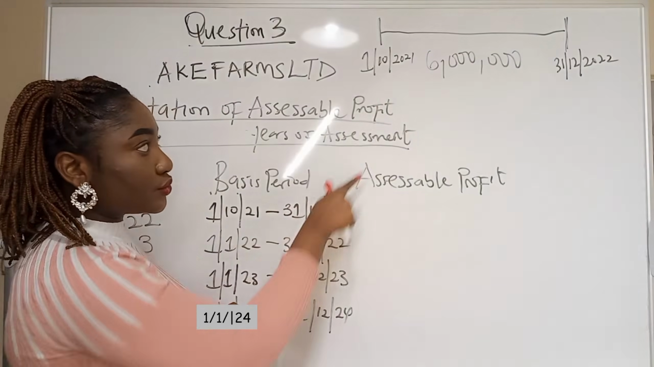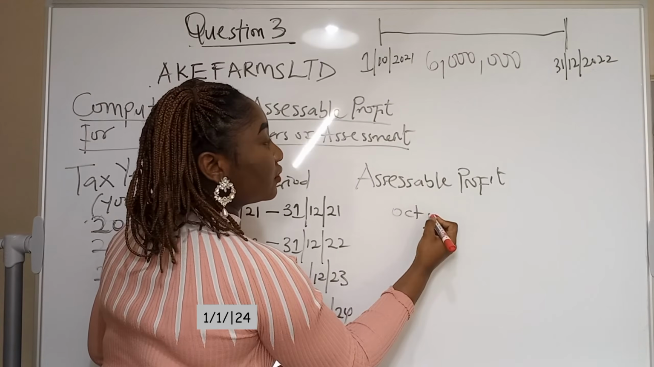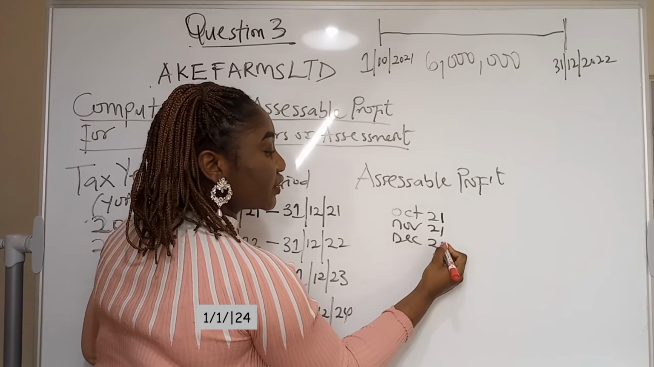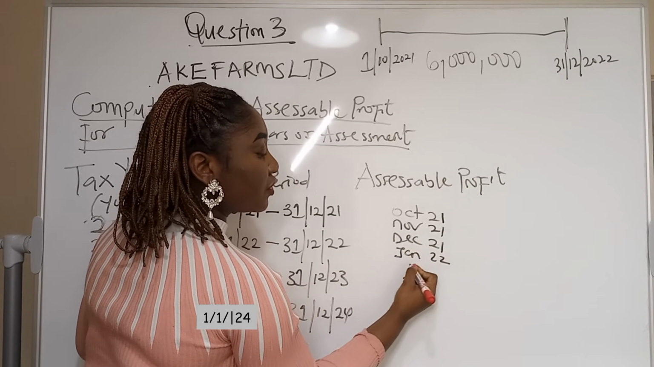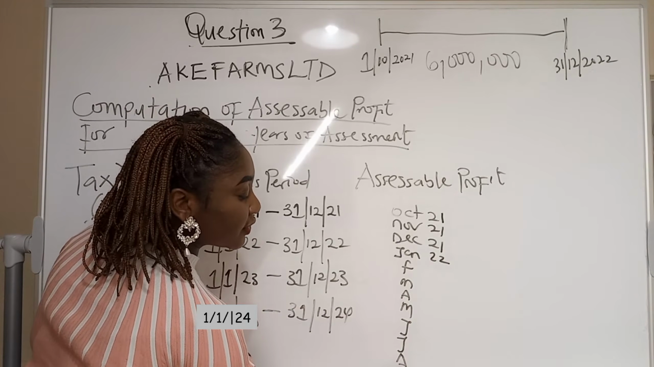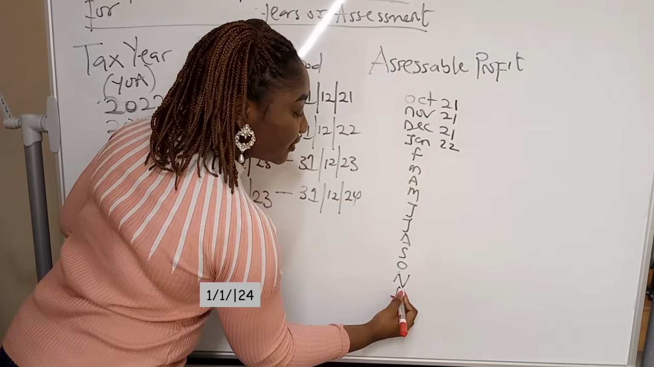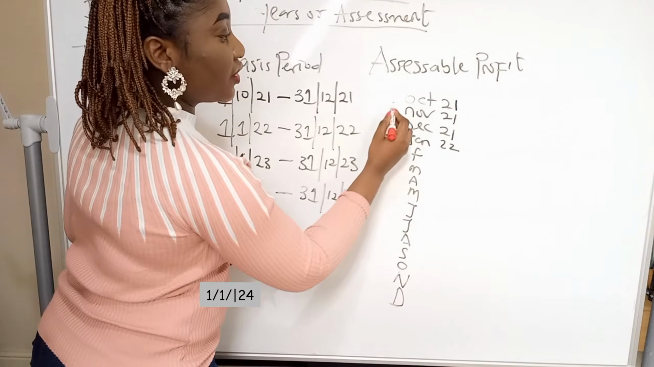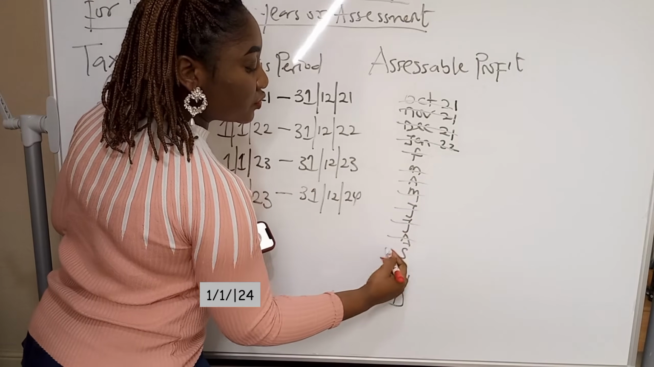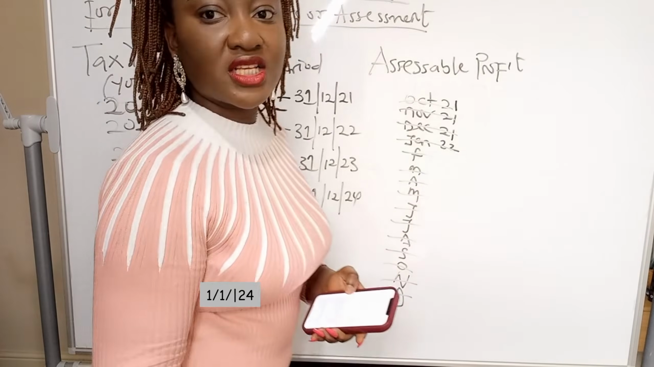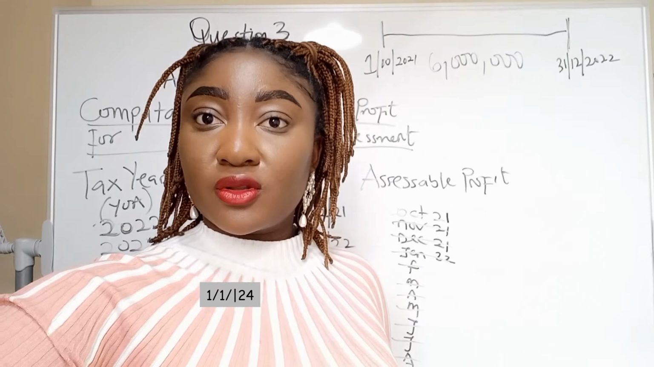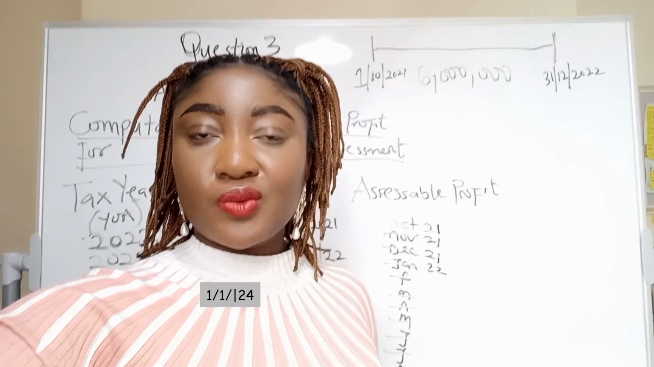You can write it out. October 2021, November 2021, December 2021. Then you enter January 2022, February, March, April, May, June, July, August, September, October, November, December. Then we count, right? 1, 2, 3, up to 15. That's 15 months. After you've done it like this for a while, and you have solved a lot of questions in basis period, you won't bother counting.